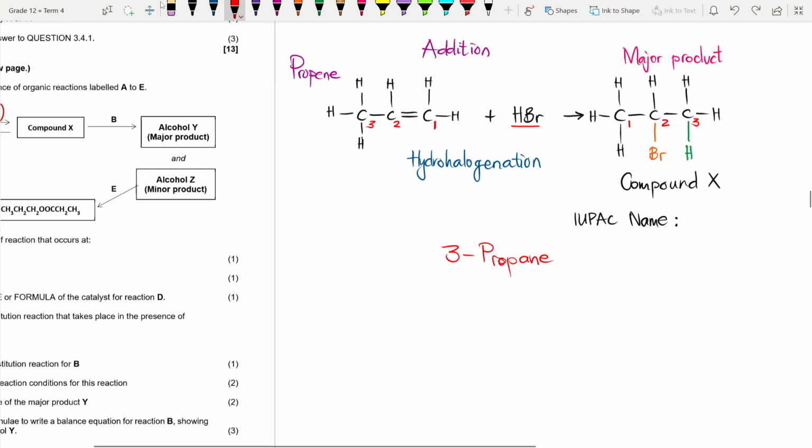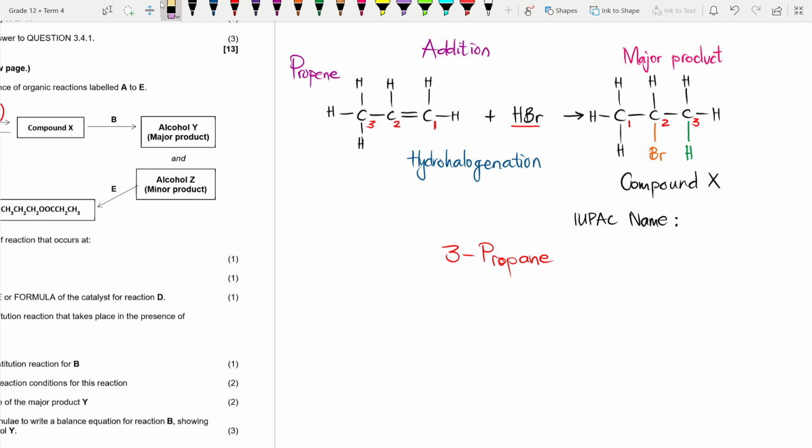You can, however, call it prop-1-ene. That's fine, but it will never be prop-2-ene. So that's why we're going to leave it as propene.